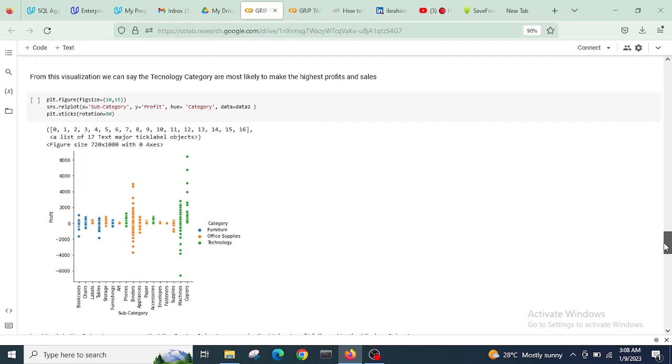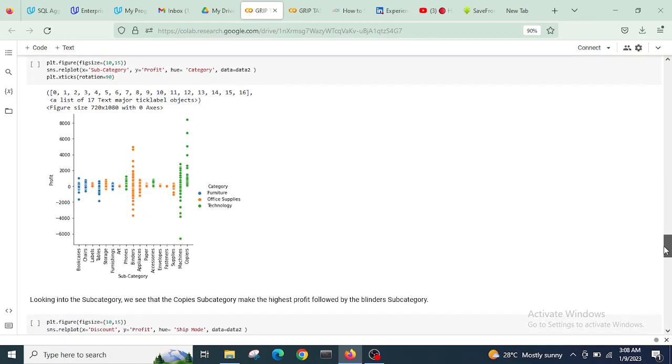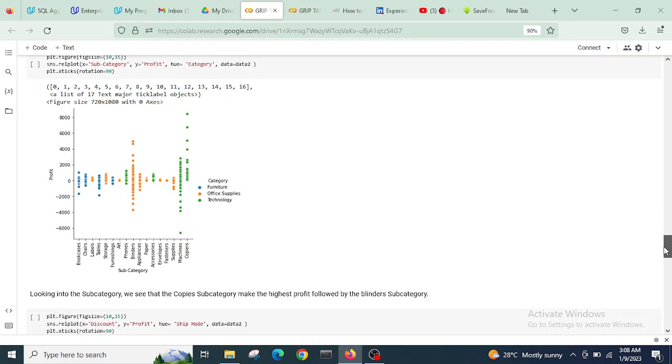Then we go further to look at the subcategories. Under these categories, we want to see what subcategories have the highest effects. Technology had the highest in our previous visualization, and under technology we can see copiers having the highest profits. So copiers tend to make more profits, followed by binders, which is under the office supply category.